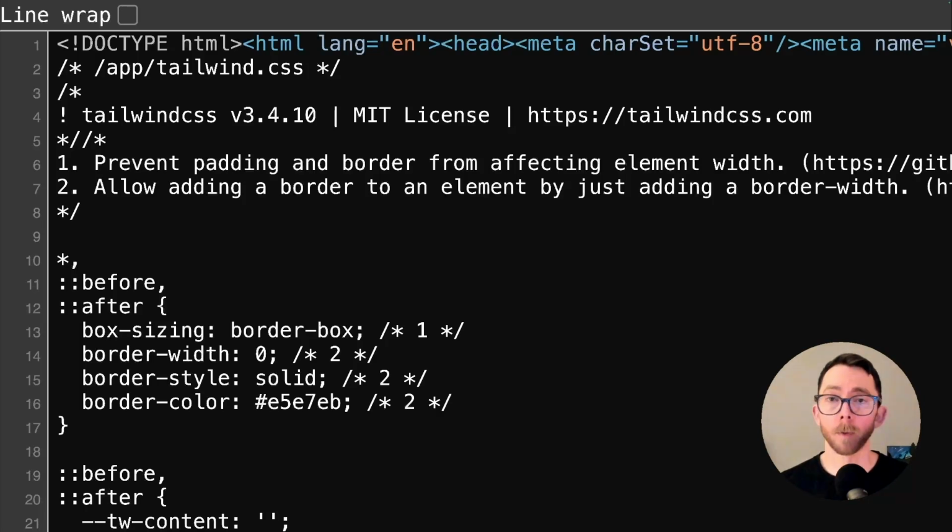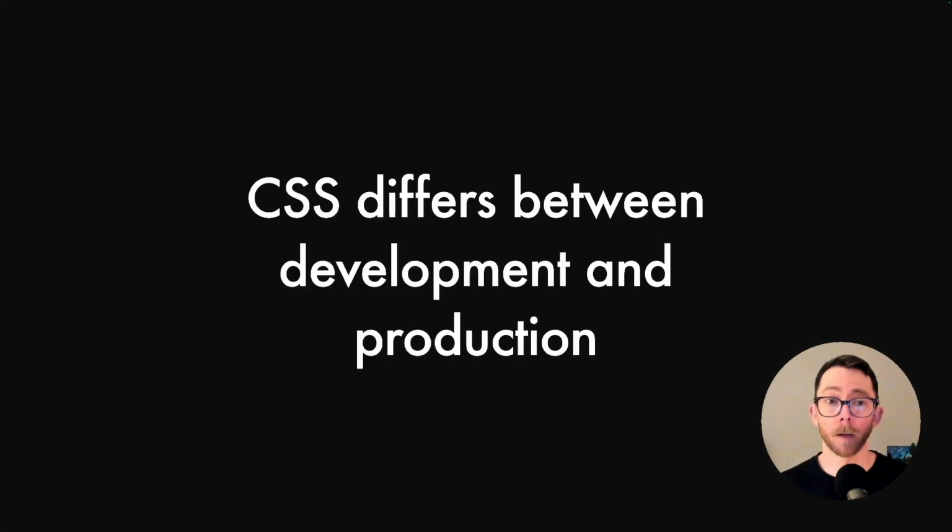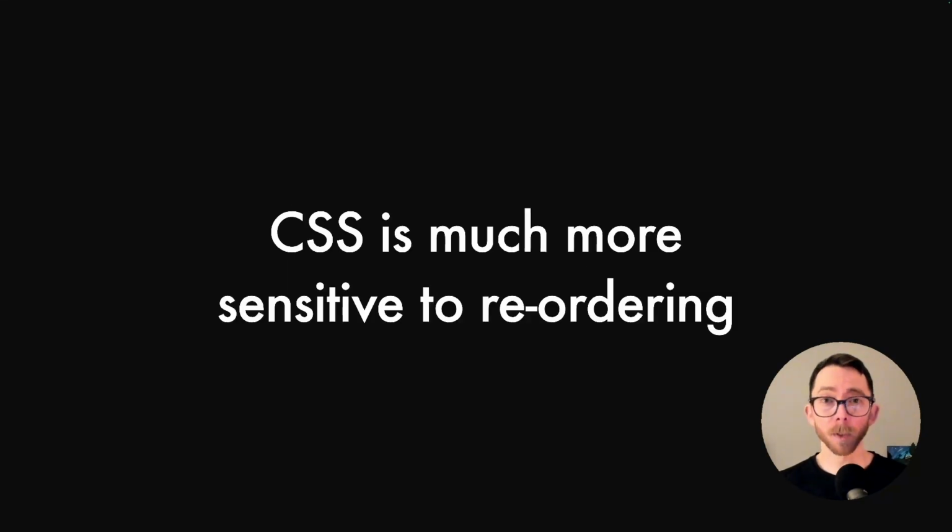So this fixes the problem, but introduces a new problem at the same time, which is that CSS differs between development and production. Now, in a lot of cases, and arguably most cases, this doesn't introduce problems, but it can introduce subtle bugs where the CSS in your development environment differs slightly from production. And that's because CSS is much more sensitive to reordering than what you experience with JavaScript. You can't simply take a collection of CSS, slice it up into pieces and reorder it, and then expect it to have the same specificity. So this can lead to scenarios where styles subtly change in your development and production environments.